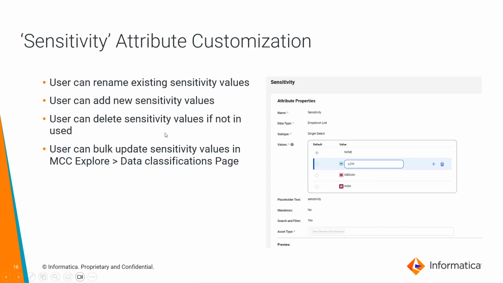Now let's take a look at another attribute customization, which is sensitivity, an attribute associated with data classification. The user can rename the existing sensitivity values. Generally the sensitivity values associated with data classifications are low, medium and high, and we can provide our own customized sensitivity values. The user can add values, can delete values that are not used, and can bulk update the sensitivity values in the MCC Explore data classification page. We'll check this in the demo.